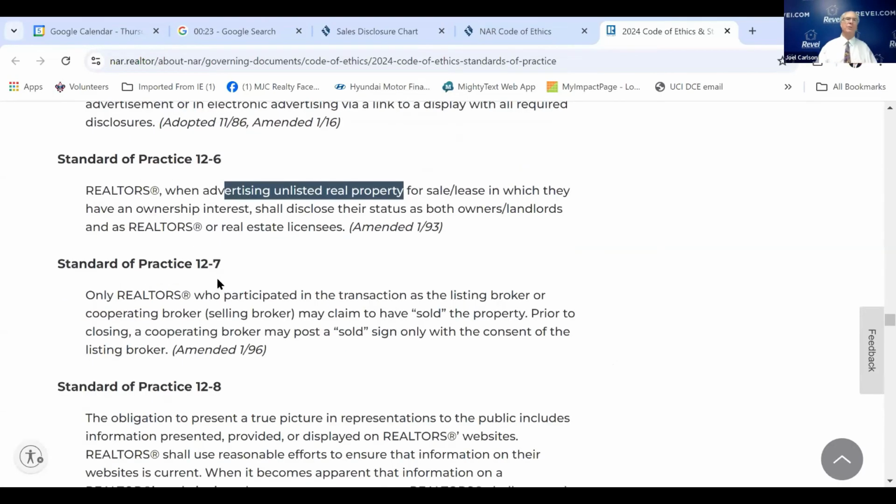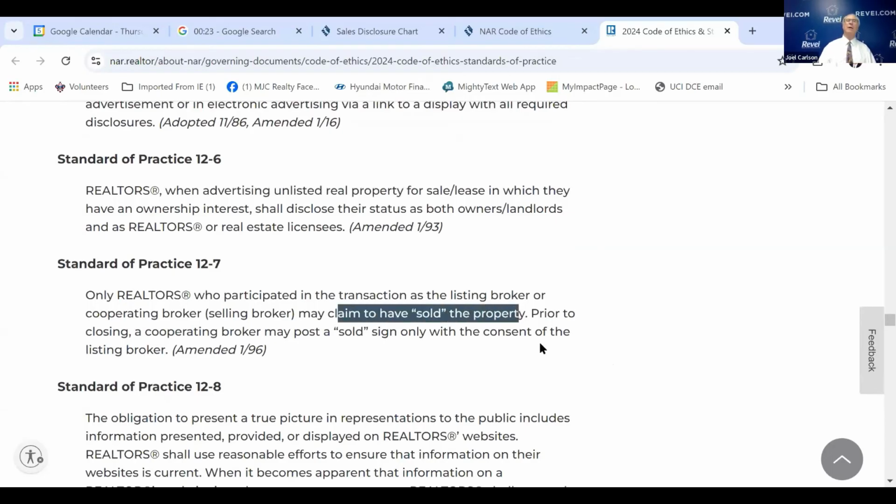Now we come on down here to 12-7. It talks about only realtors who participate in the transaction may claim to have sold the property. I get this all the time. I'll get this flyer. This flyer comes in and says, hi, I'm the new realtor in the area. If you're interested in buying and selling or finding out what your property's worth, please contact us. Oh, by the way, here's all the properties that have sold on the MLS within the last 90 days. What's the implication? This agent sold all these properties.